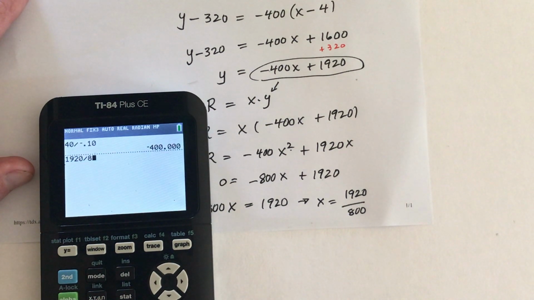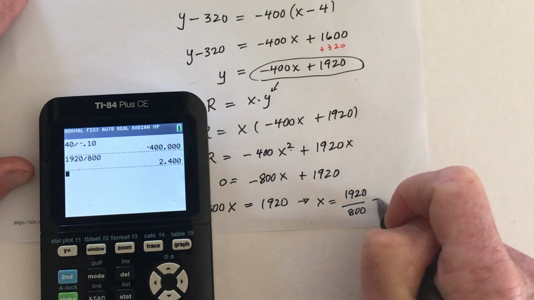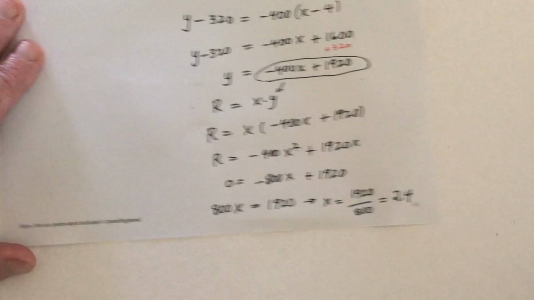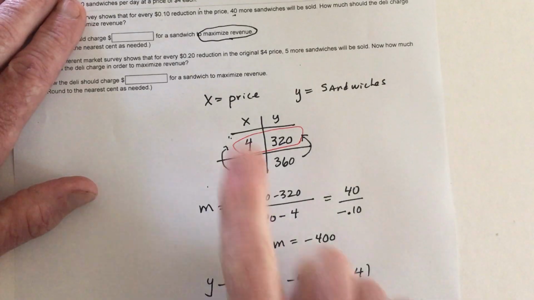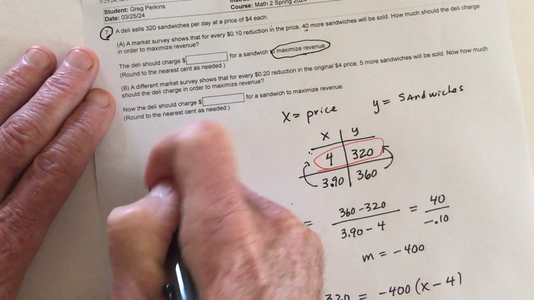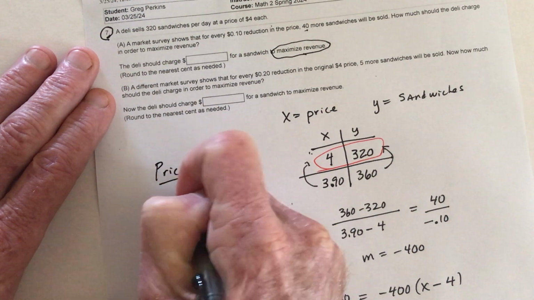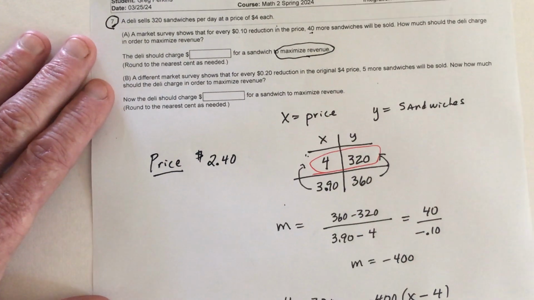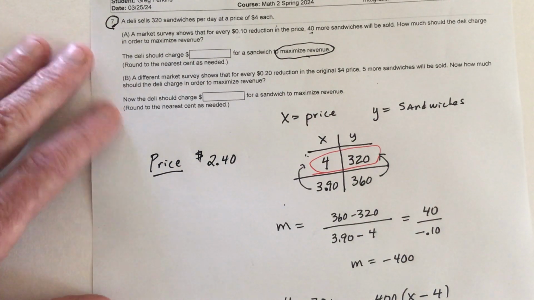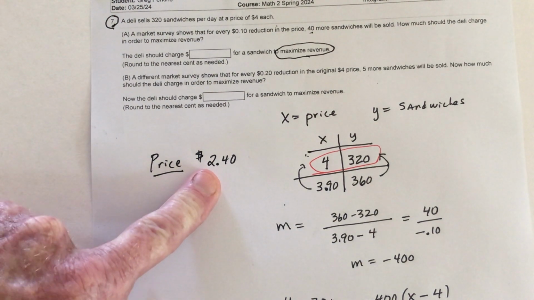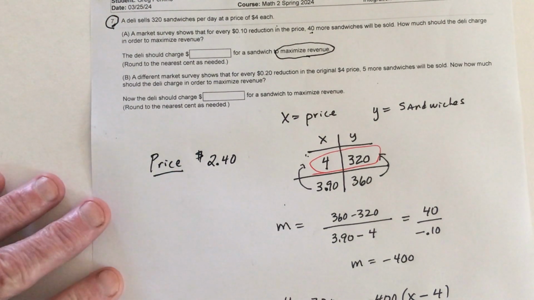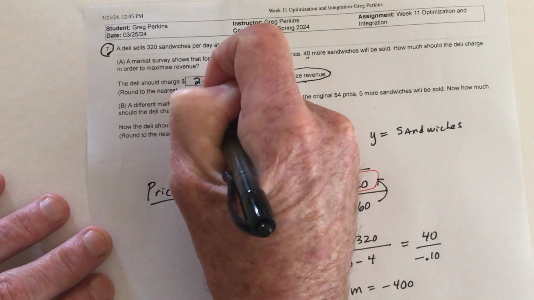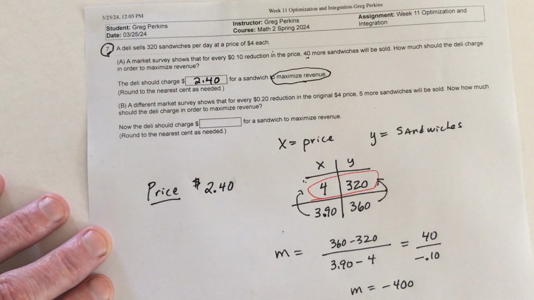1920 divided by 800 is 2.4. And if you go back to right there, x is the price, and so the price should be 2.4, which when you convert that to money is $2.40. $2.40 for a sandwich? Sounds like 1973 or something like that. Okay, so the deli should charge $2.40 per sandwich.